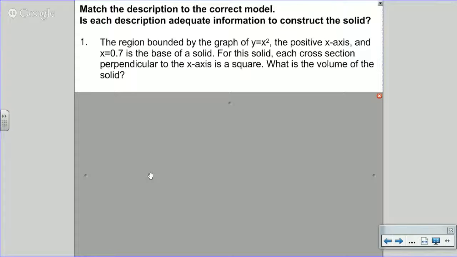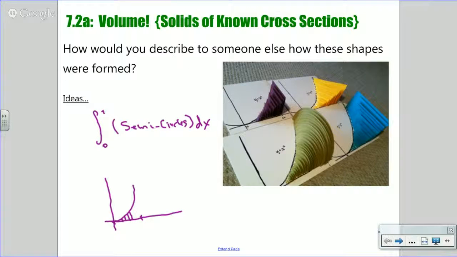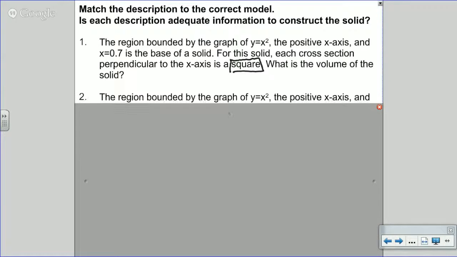Right now, I just want you to match the problem to which of these models. Is it, I'm going to go back here, maybe the maroon one, the yellow one, the green one, or the blue one? It's the maroon one, right? How do you know? Well, simply because of this word here. Each cross-section perpendicular to the x-axis is a square. And that was the only one that had square cross-sections, right?